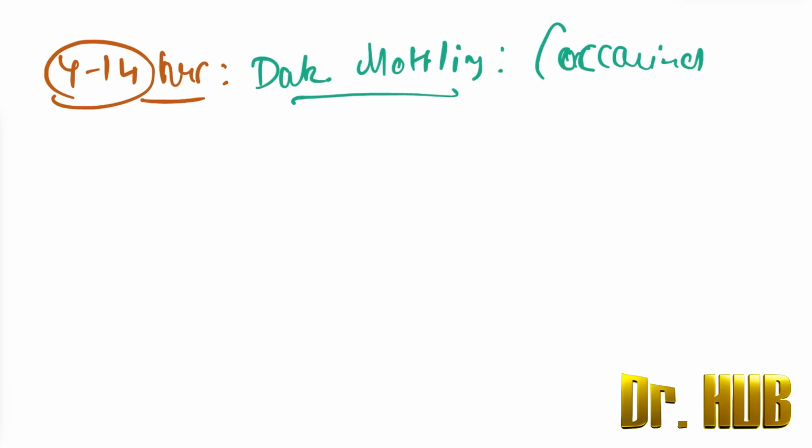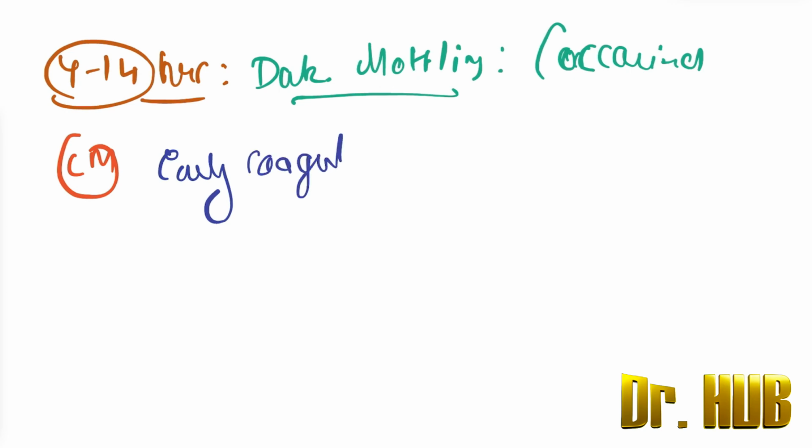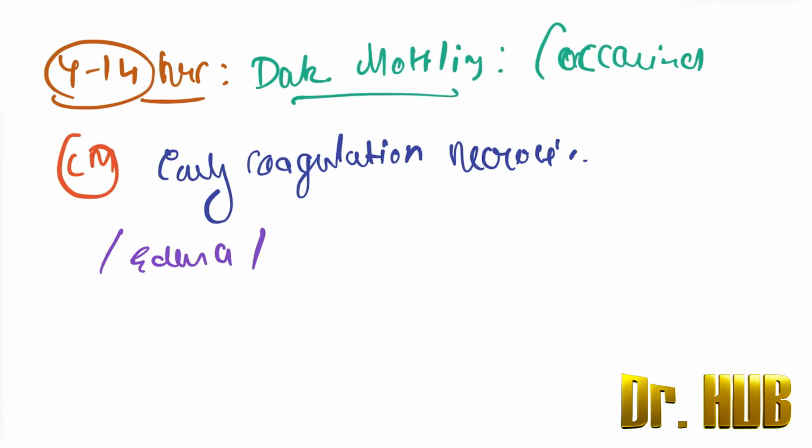Now, what are the microscopic features? Under the light microscopy, there is early coagulation necrosis, and there is also the presence of edema as well as hemorrhage.